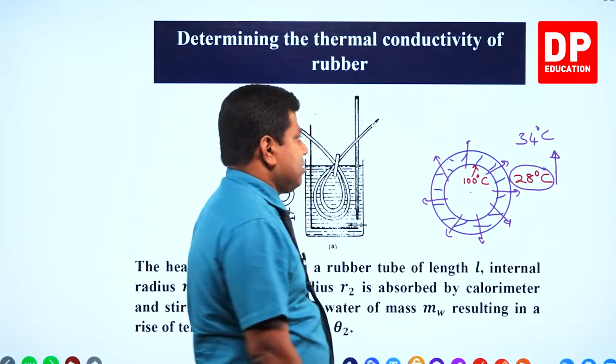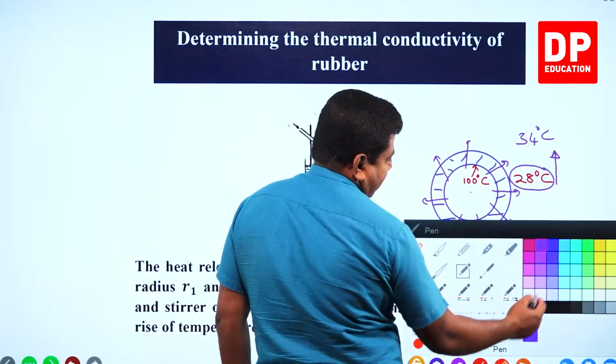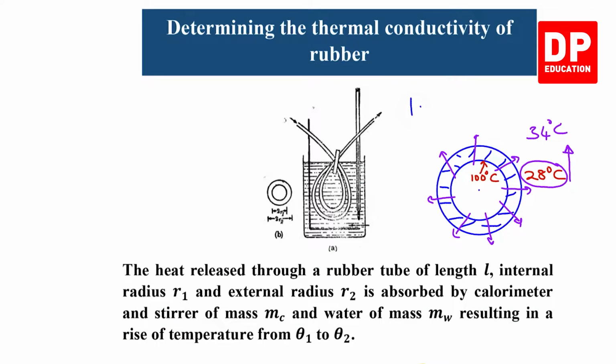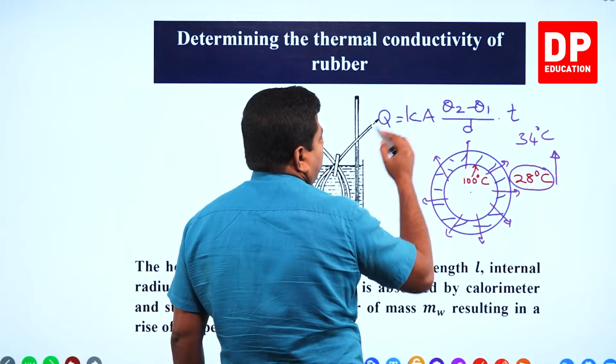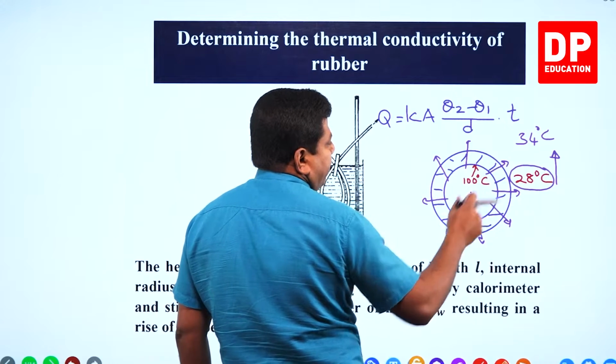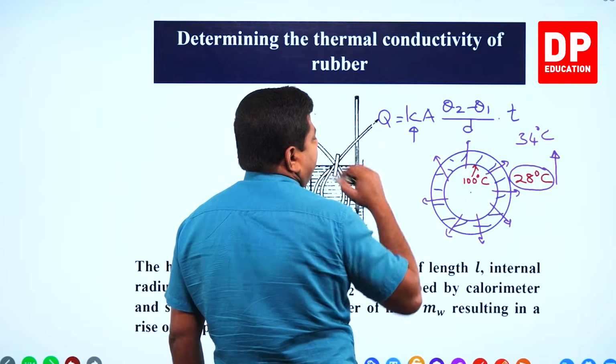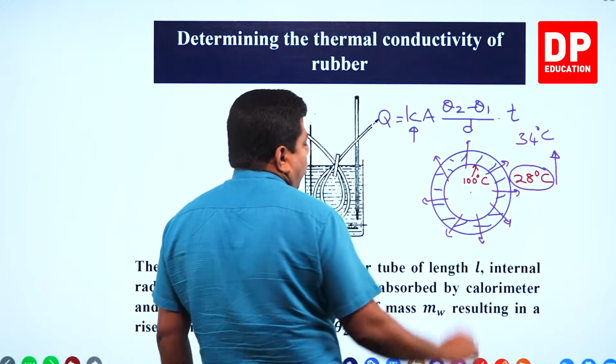How do we find the thickness? Now, let me write that here. K A delta theta, theta 2 minus theta 1, over the distance or thickness. This is the rate, and rate into time is going to be the amount of heat transferred out. K is the conductivity that we have to find. A, how do we find A?